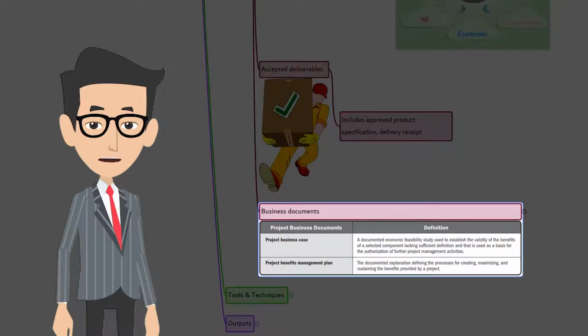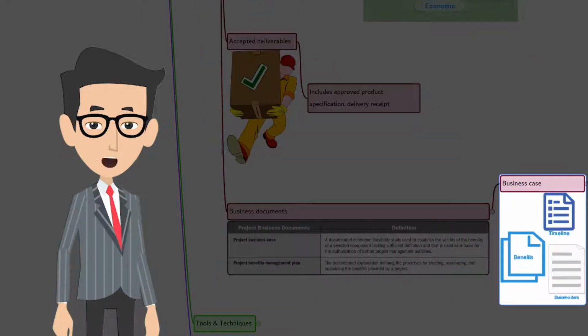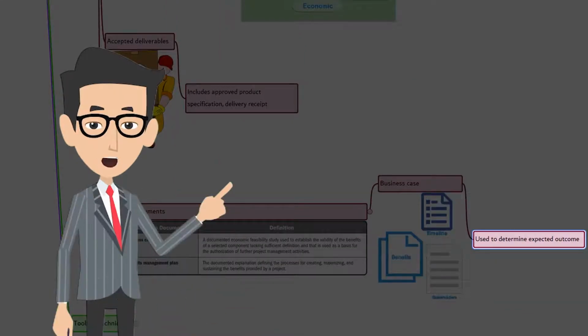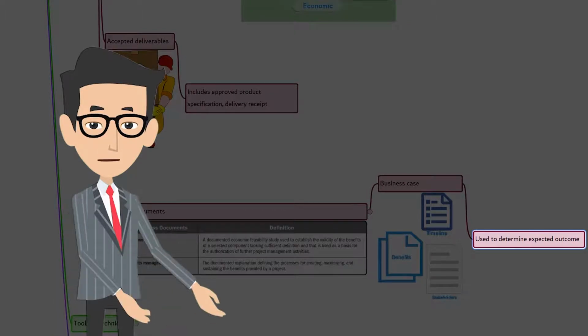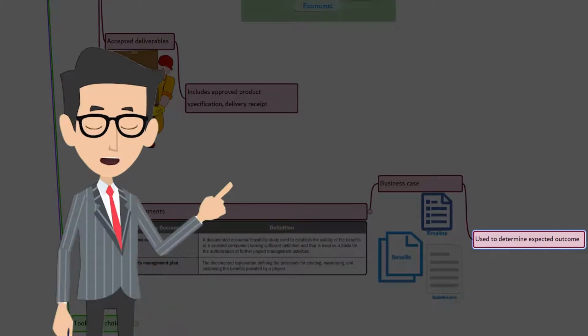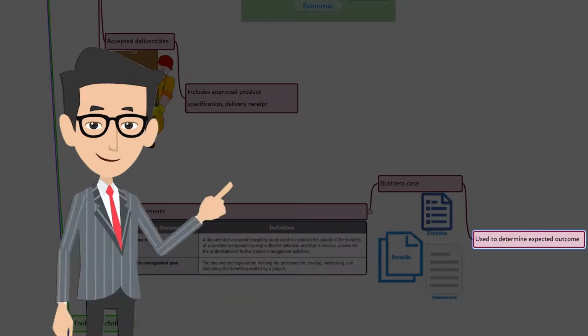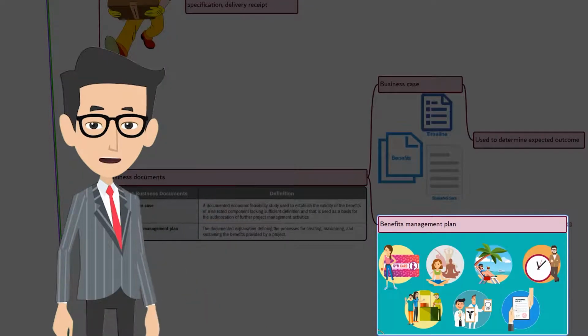The next is business documents. As you're aware, business case and benefits management plan are the two documents which are in business documents. Let's look at them. First, business case. The business case contains the business need and the cost benefit analysis that justify the project. So, the business case is used to determine if the expected outcome from the economic feasibility study used to justify the project occurred.